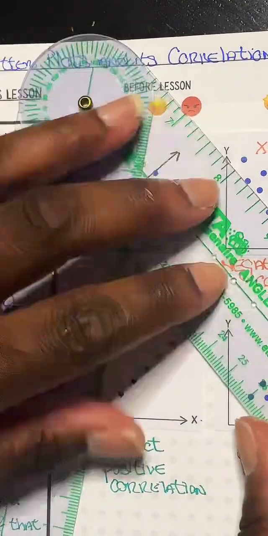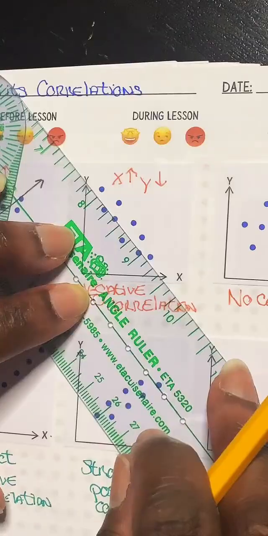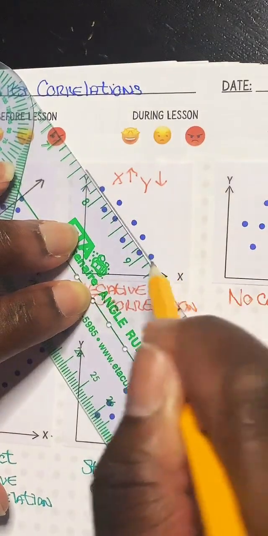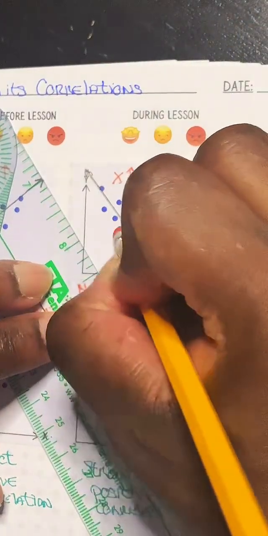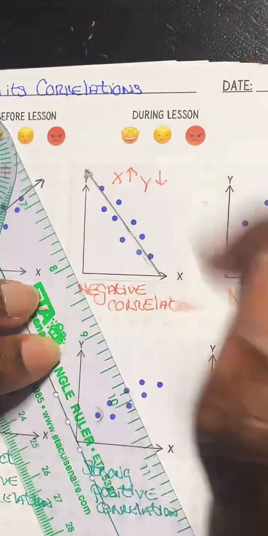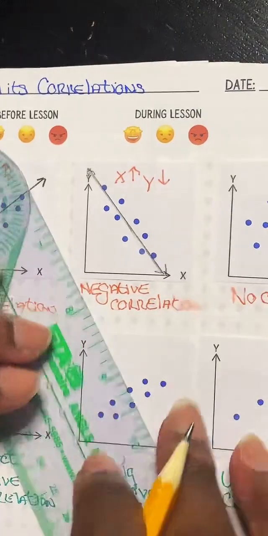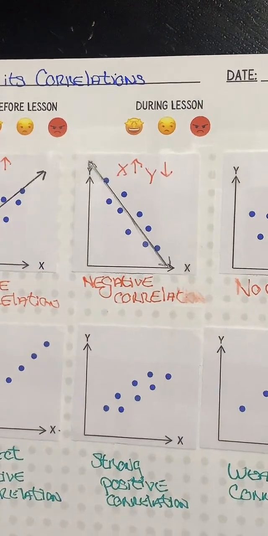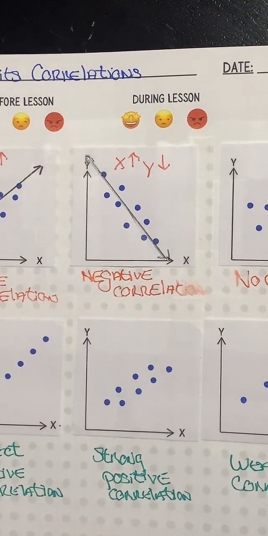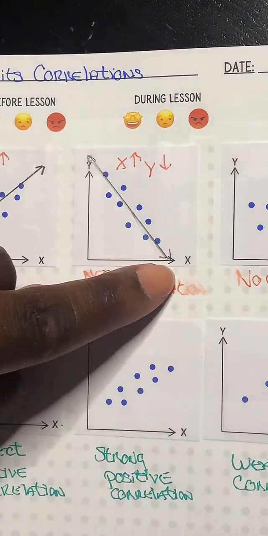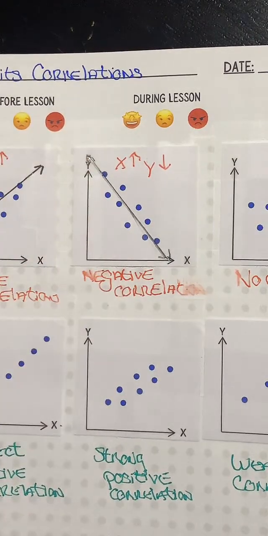So another one will be this one. I try to go through most of the points, but at the same time, I really just want to go through at least 2 if I can. That means I can find the slope, because remember, slope is the change of y over change of x. By looking at our slope, we can figure out what the trend is going to be. So now I can see it: as my x's are increasing, my y's are decreasing.